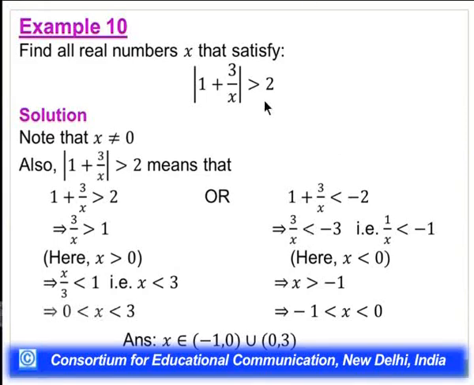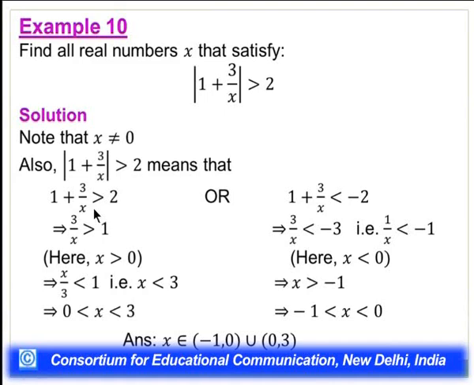The next inequality is an interesting one. It asks you to solve for x the inequality absolute value of 1 plus 3 by x is greater than 2. Again, at the outset, let us rule out division by 0, so x can't be equal to 0. And we'll use the property of absolute values. So absolute value of 1 plus 3 by x greater than 2 means that this expression 1 plus 3 by x is either greater than 2 or it is less than minus 2. Now let us solve these two inequalities separately.